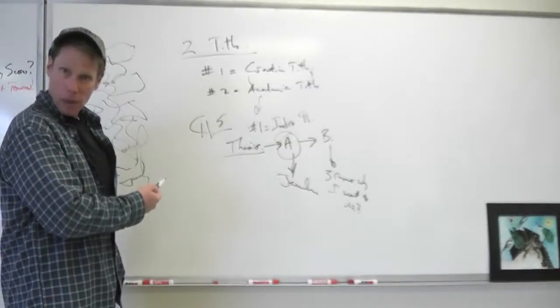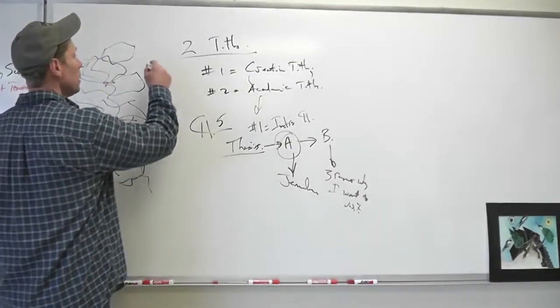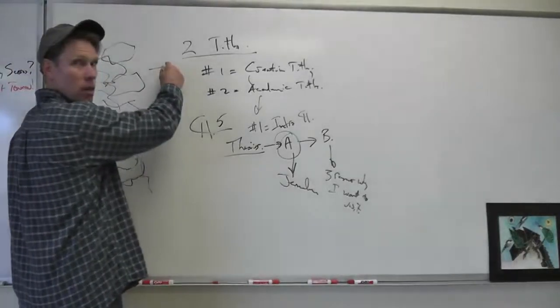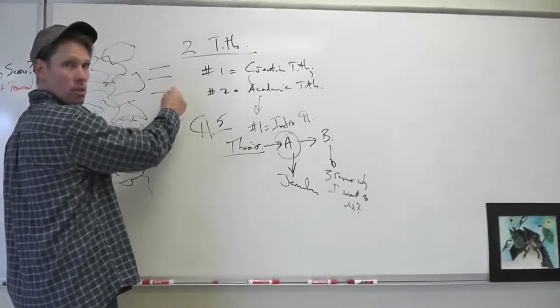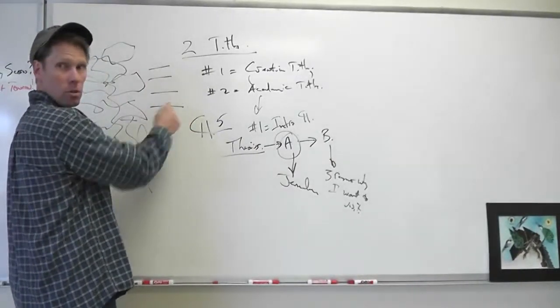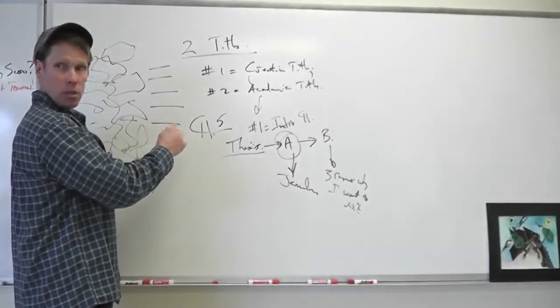That's one way. Another way is to say, Jerusalem is the city I want to visit. First reason I want to visit Jerusalem. Second reason I want to visit Jerusalem. Third reason I want to visit Jerusalem. My conclusion regarding visiting Jerusalem.